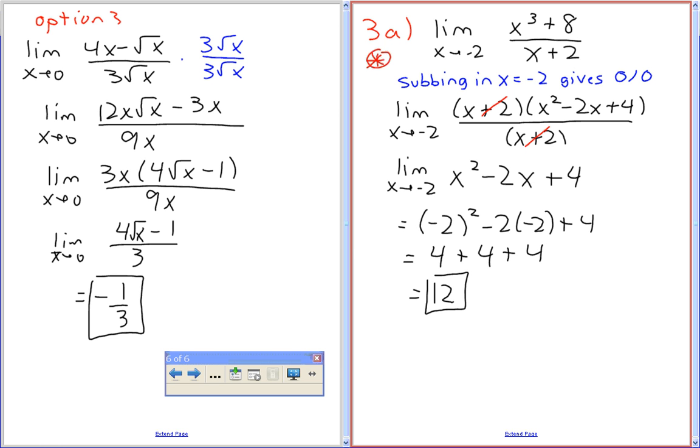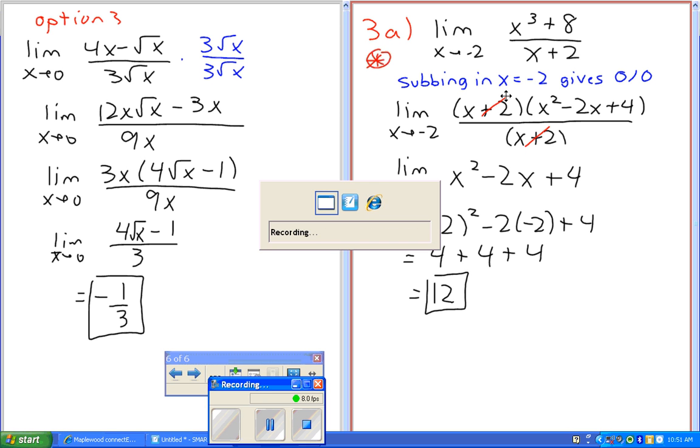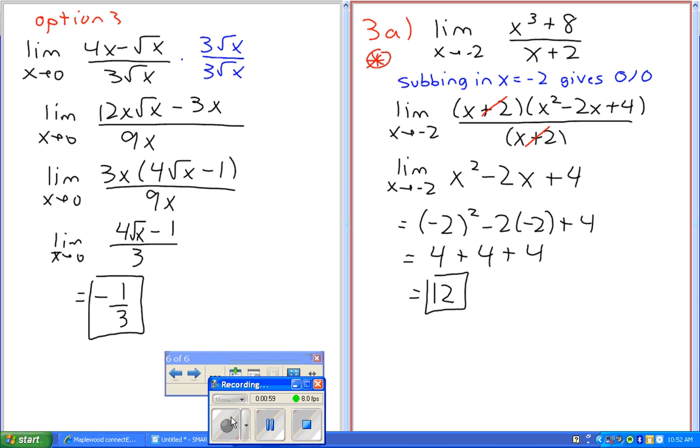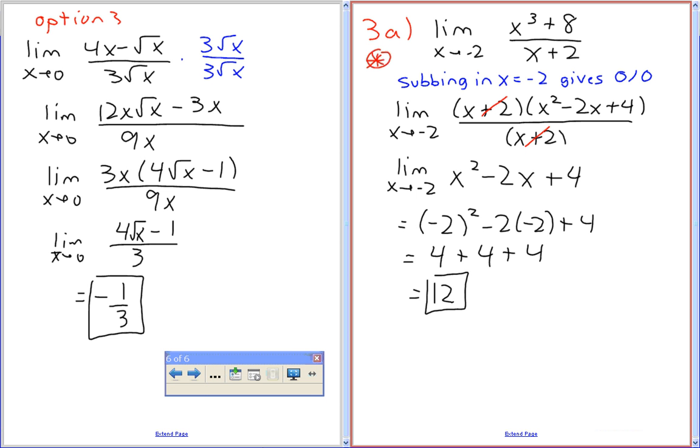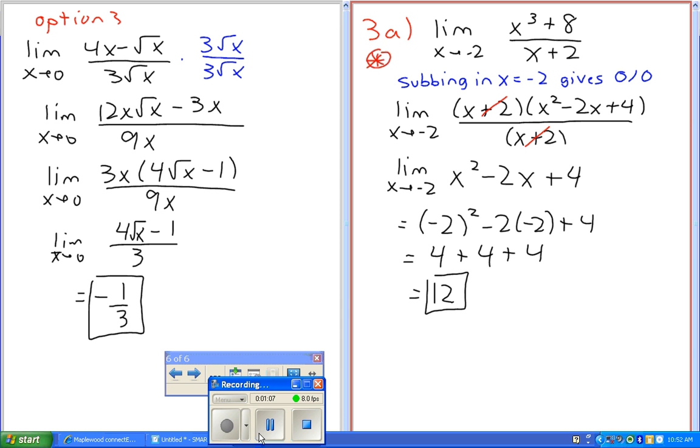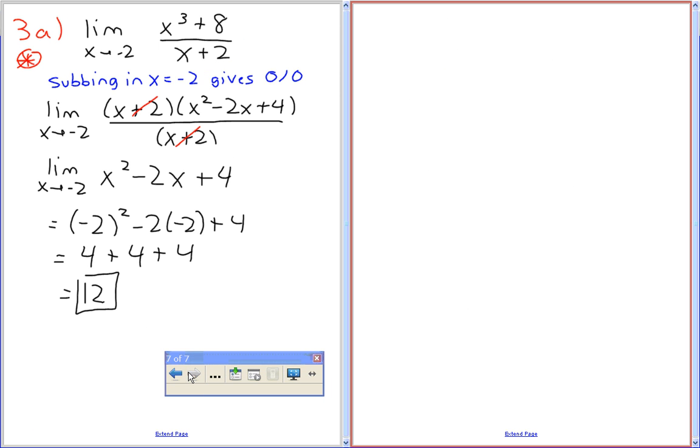Let me pause this. In the general case, no, there isn't. You know what this reminds me of? No, for the difference of fourths, sort of. The only thing you could do is something like this. If I had x to the fourth minus 1, there isn't a direct difference of fourths formula.